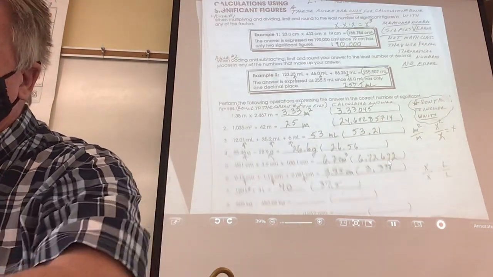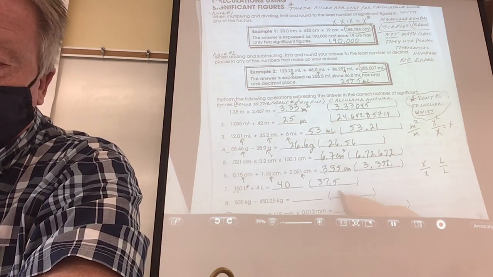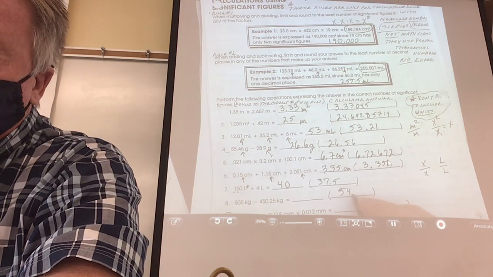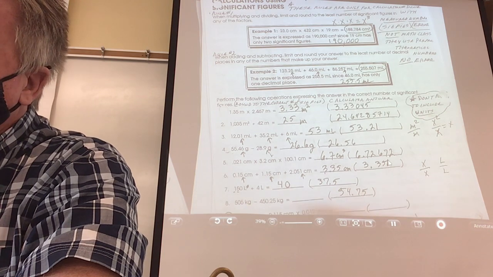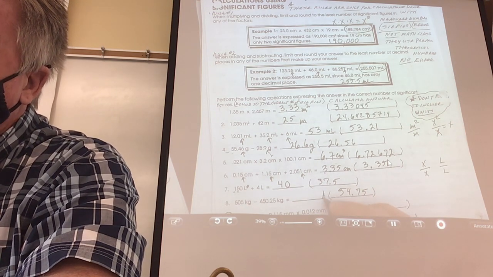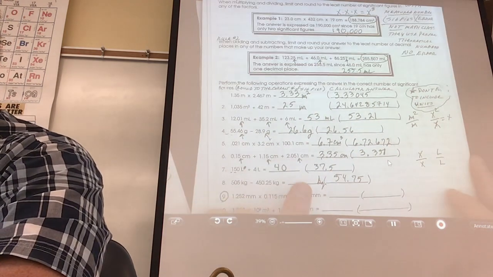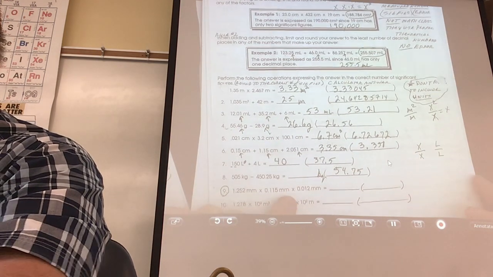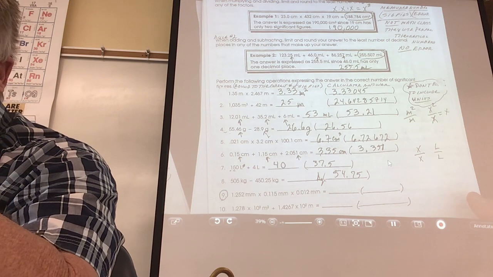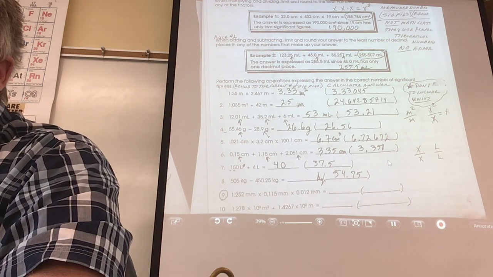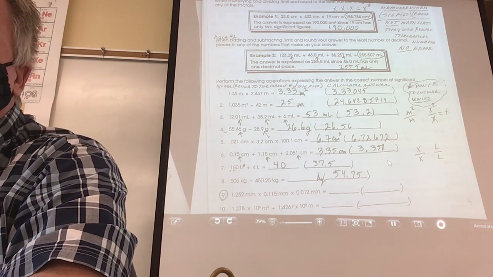All right, number 8. When I did the calculator, I had 54.75, and this is going to be kilograms. Everybody right? All right. Go ahead and tell me what you would write here, because you're calculating with significant figures, measured numbers. Go ahead and write down. Everybody commit to something.